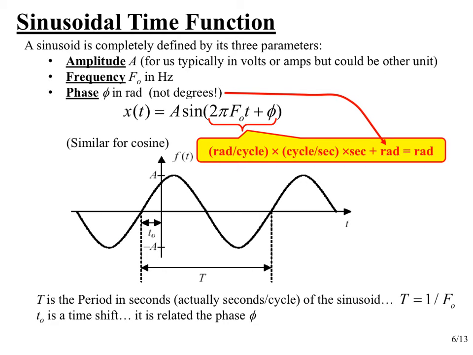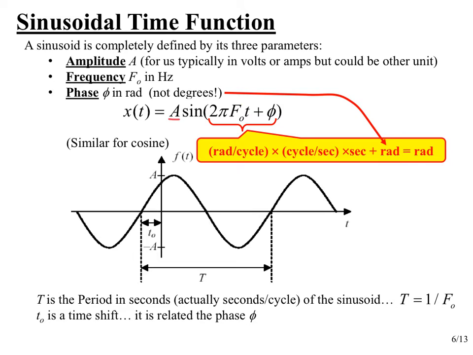Okay, I want to spend a little bit of time, just real quick, refreshing your memory on sinusoidal time functions. So a sinusoid has three parameters that nail it down. We've got amplitude A, which sits out in front. We've got a frequency f0 in hertz, and you can see that once we multiply that by 2 pi, we are converting it into radians per second. So anything that shows up in front of the t inside of a sinusoid must be in radians per second.